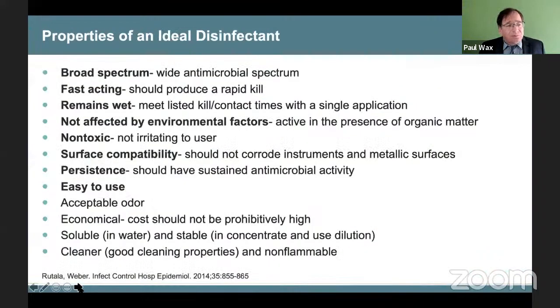So what are some of the properties of an ideal disinfectant? This is the one slide we continued from the first webinar that was given by Dr. David Weber. Ideal properties include the fact that they should be broad spectrum, fast acting, remain wet, not affected by environmental factors, non-toxic, ideally, surface compatible, persistent, and easy to use. So these are some of the core properties of an ideal disinfectant.